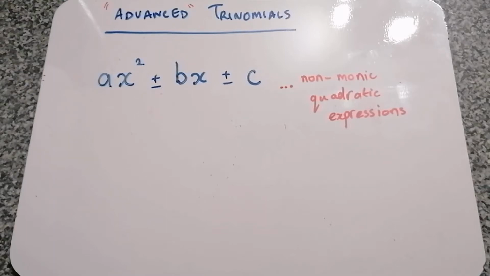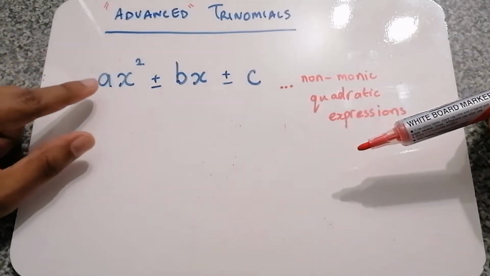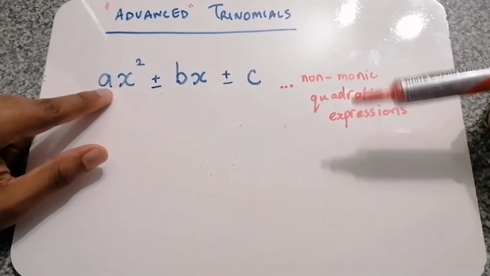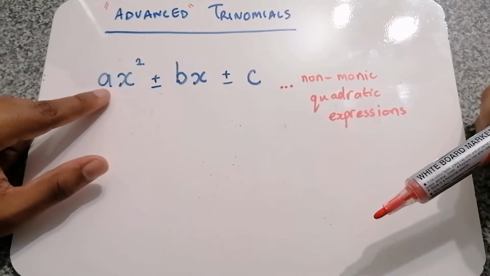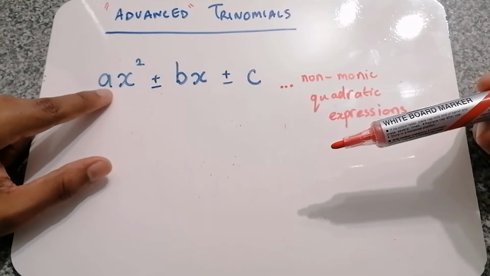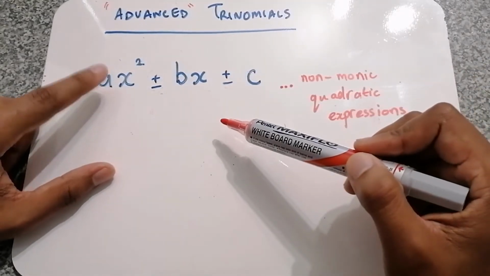Hi there guys. In this video we'll be looking at the topic advanced trinomials, which is basically trinomials when the number in front of the x squared is any number other than 1, and also when you can't factor out this number because the other numbers are not divisible by this number in front.